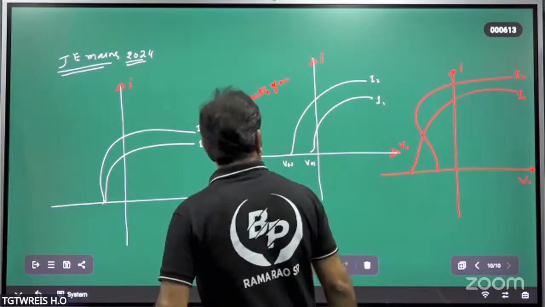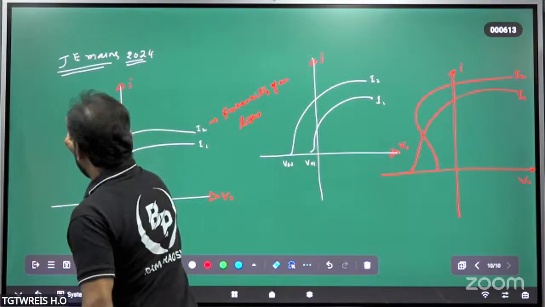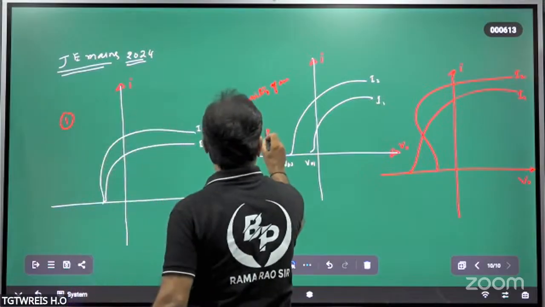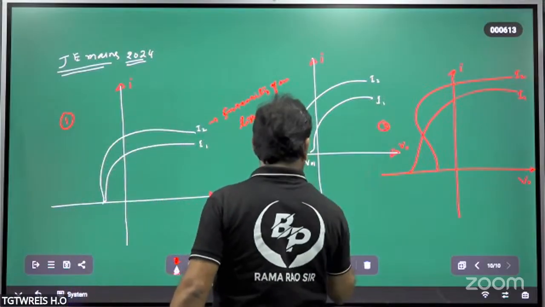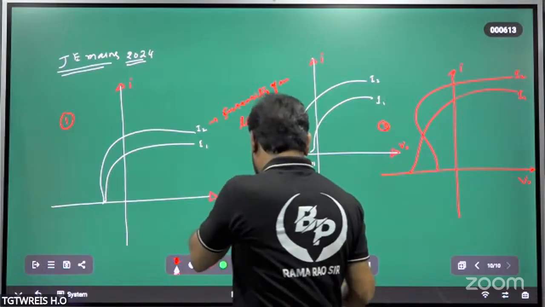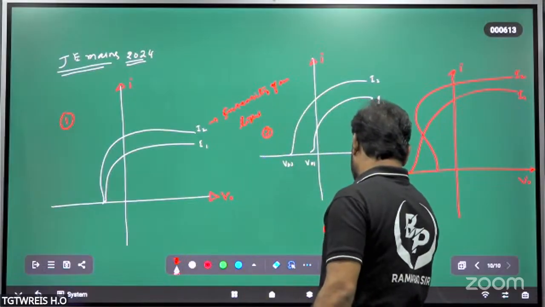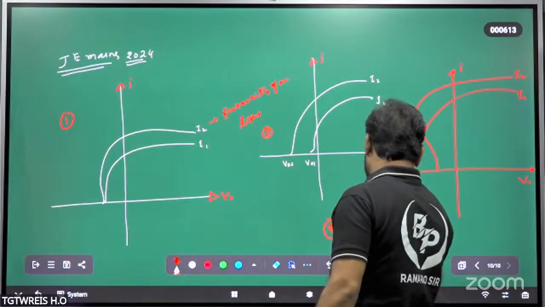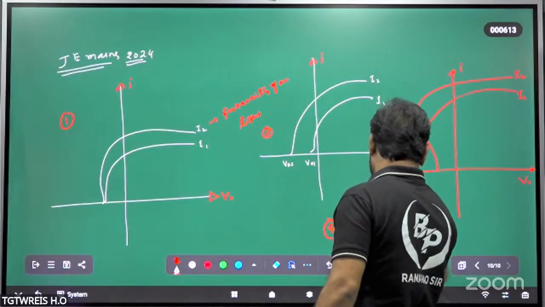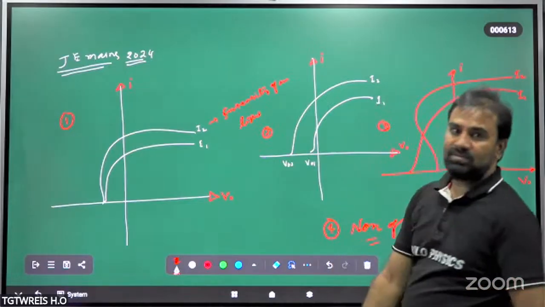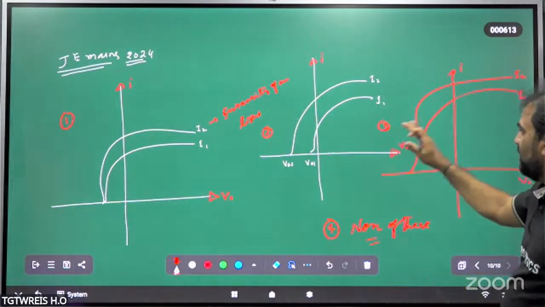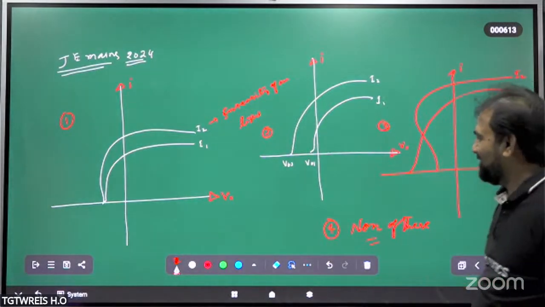See, option 1 was given, option 2, and option 3. The fourth one is none of these. So which is the correct option? From these four options, which is the correct option?